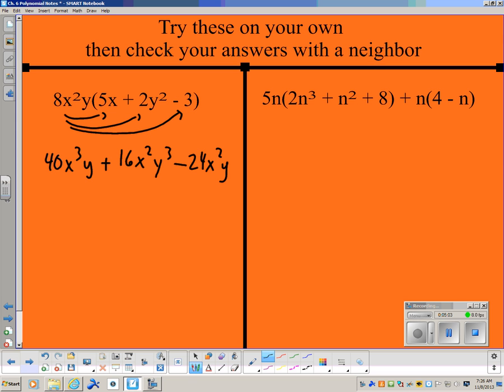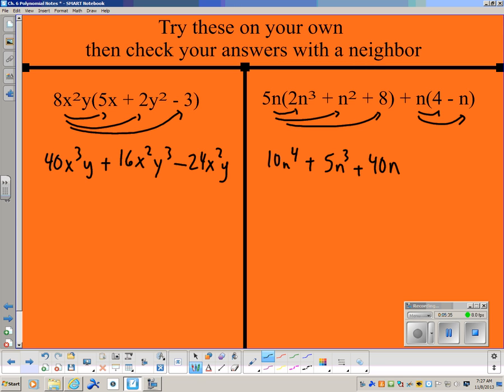So I can't combine any of those. Coming over here, I'm going to distribute the 5n through, and we're going to distribute the n through. So 5n times 2n to the third gives us 10n to the fourth, plus 5n times n squared. Writing down the 5, n to the first times n to the second, add the powers, we get n to the third, plus 5 times 8 here is 40, writing just down the n.